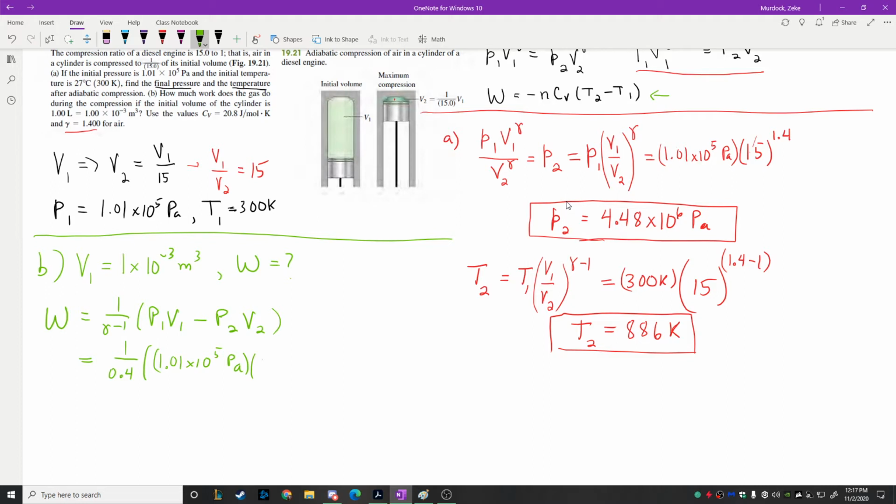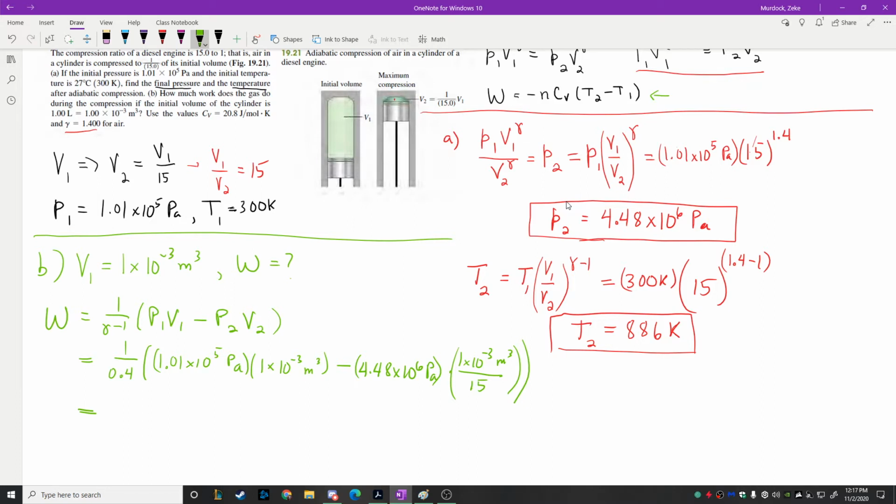Volume 1 is now 1 times 10 to the minus 3. And we subtract from this the second pressure, which was 4.48 times 10 to the 6 pascals. And then times the volume V2, which is 1/15 of this, so we'll just write 1 times 10 to the minus 3 meters cubed, and we'll just divide by 15. And all of that should give us the work done.